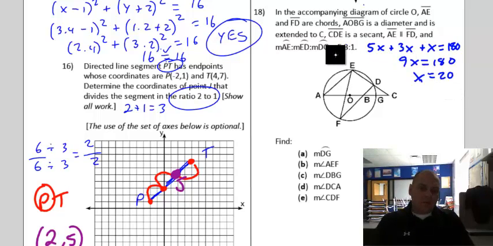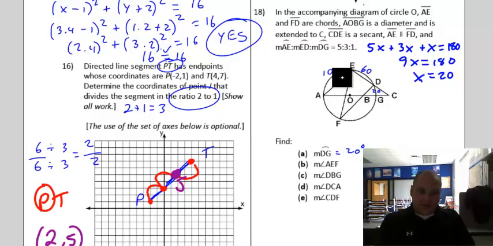So now that x is 20, we know 5 times 20 is 100. We're going to have 100 here. 3 times 20 is going to be 60. And then 1 times 20 is 20. So that's our arcs. We got our arcs right there: 160 and 20. Now, you could start finding some angles. Well, DG, we want that. This is just 20. We already got that.